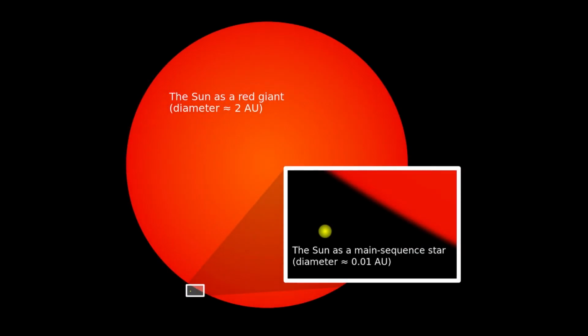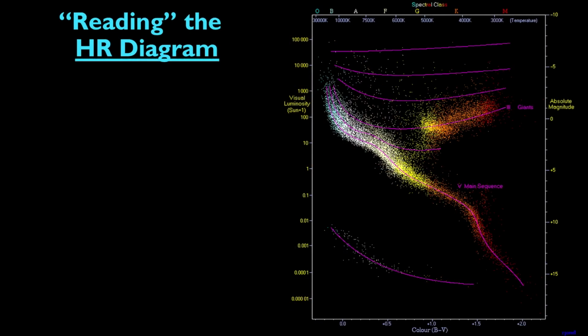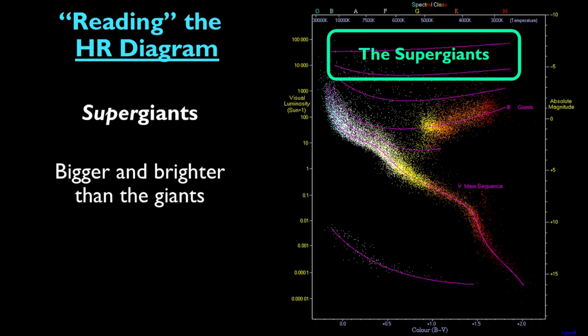And in fact, our Sun is headed towards becoming a red giant itself eventually, but not for another 5 billion years or so. We'll explore the eventual fate of our Sun later in the unit covering stellar evolution. The next feature of the HR diagram we'll look at is at the very top of the plot. Here we can see a few dots representing these supergiants, stars that are bigger and brighter than the giants.